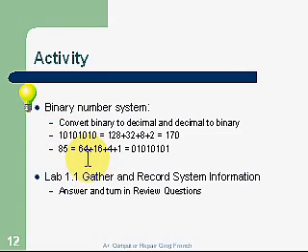We're going to do an activity and spend some more time on this. There is an activity available, the binary numbering system. Also, we're going to do lab 1.1 in our lab books. This is gathering and recording system information. I want you to answer and turn in that lab just the review questions. There's a set of review questions at the end of the lab. I need you to fill it out on a separate sheet of paper and turn it in to me, and you'll be getting credit for that.